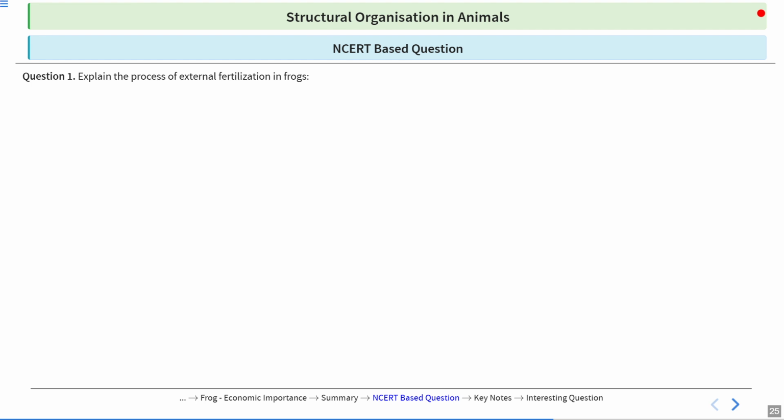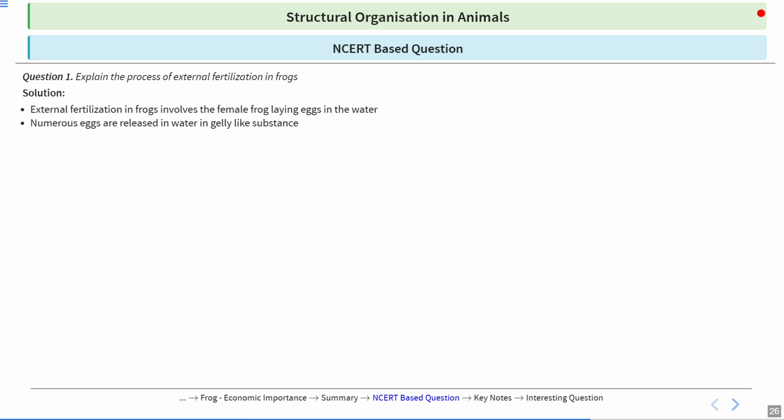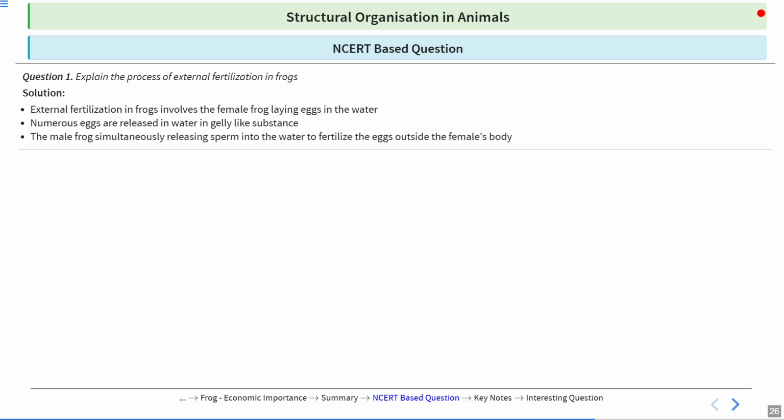Now some NCERT based questions. The first question is: explain the process of external fertilization in frog. Let us see the answer. External fertilization in frog involves the female frog laying eggs in water. First point, numerous eggs are released in water in a jelly-like substance that is called spawn. And the male frog simultaneously releases sperm into the water to fertilize the eggs outside the female body. So external fertilization is there.